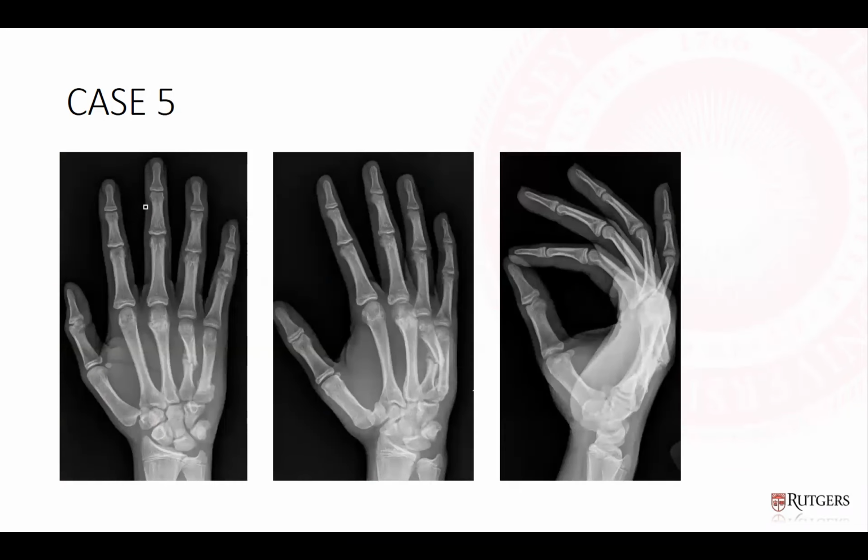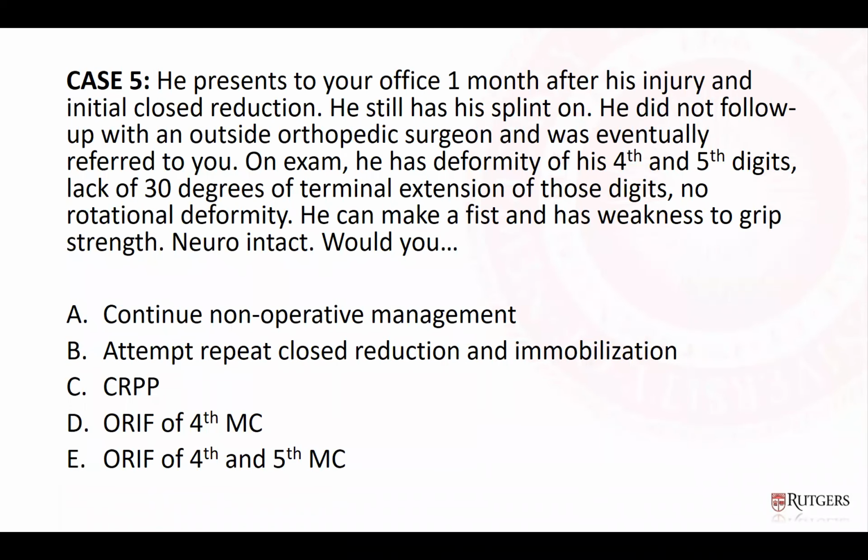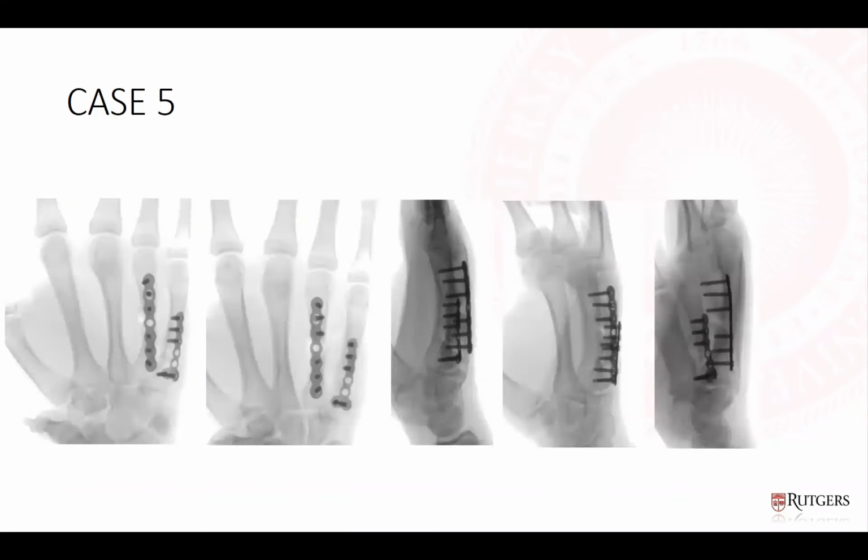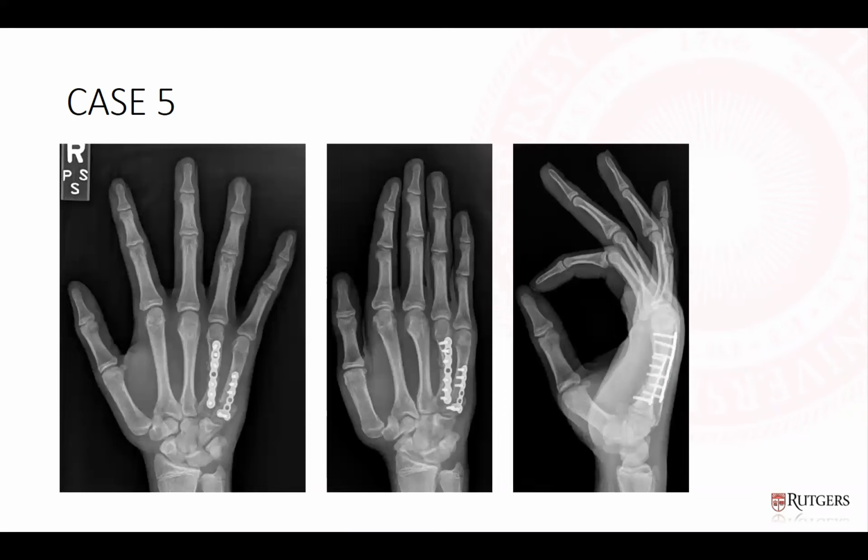This is the fifth case. Showed up in the office at 1 month. Still had a splint on, was taken for a takedown of the malunion and ORIF with plate and screw construct in the ring and small finger. This was 1 month post-op, x-rays showing maintained alignment and intact hardware. He had full range of motion per the note without any pain.